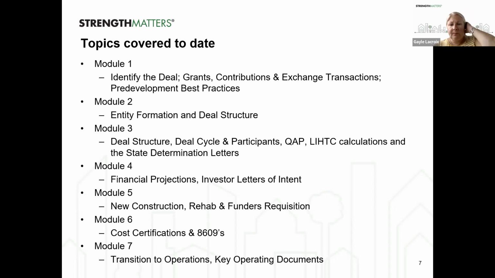And then scan up a little, Rita, for module 7. I can't quite see the bottom. Oh, sorry. That's okay.